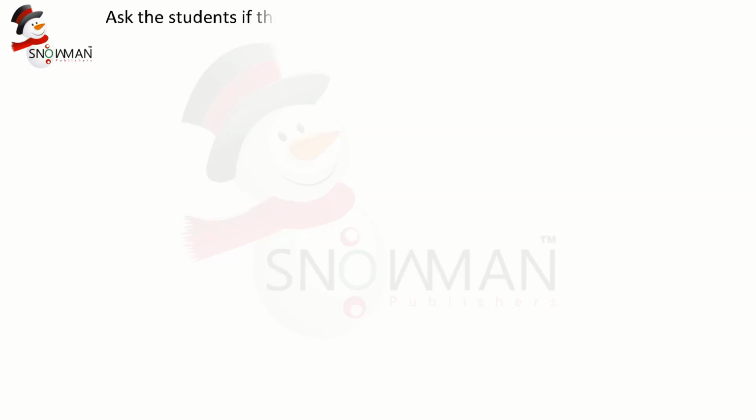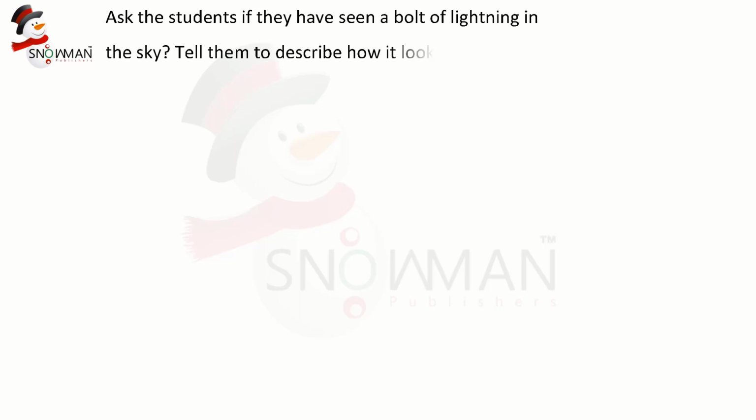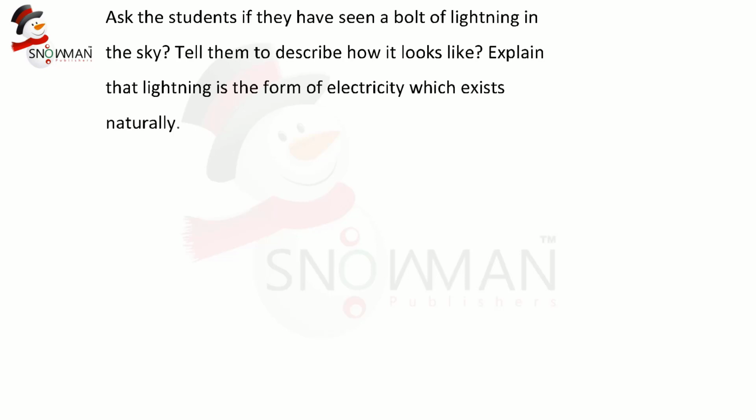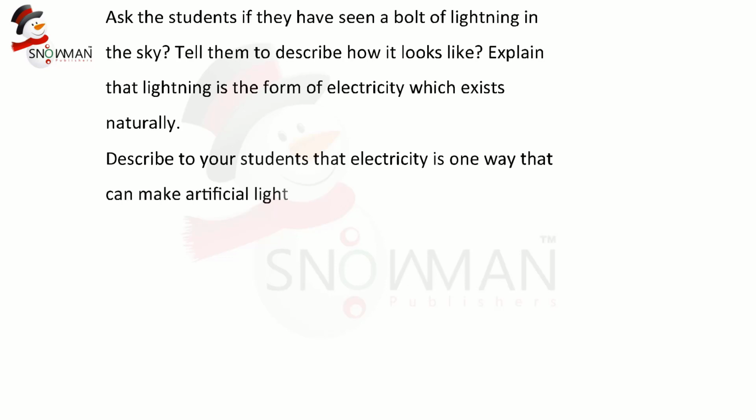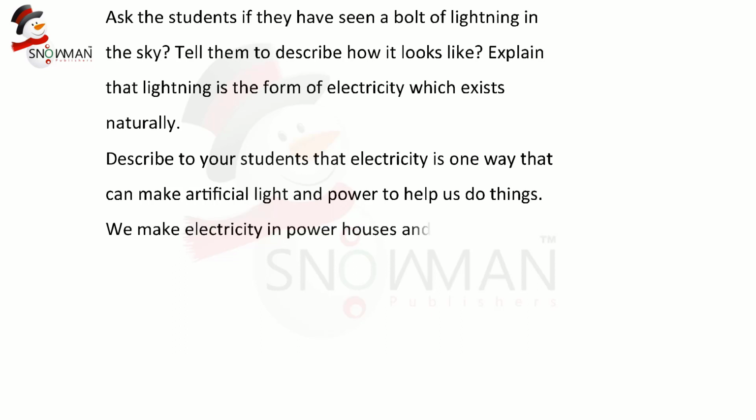Ask the students if they have seen a bolt of lightning in the sky. Tell them to describe how it looks. Explain that lightning is the form of electricity which exists naturally. Describe to your students that electricity is one way that can make artificial light and power to help us do things. We make electricity in powerhouses and transport it to different places through wires and circuits.